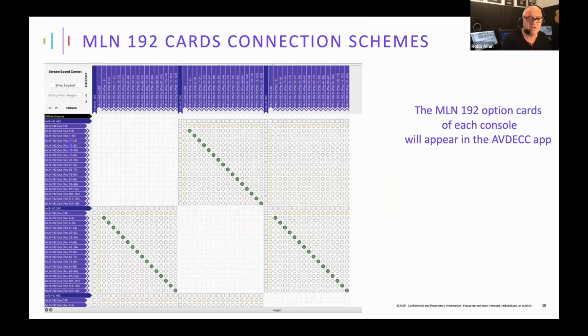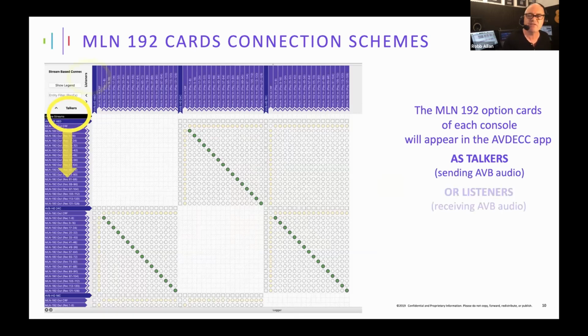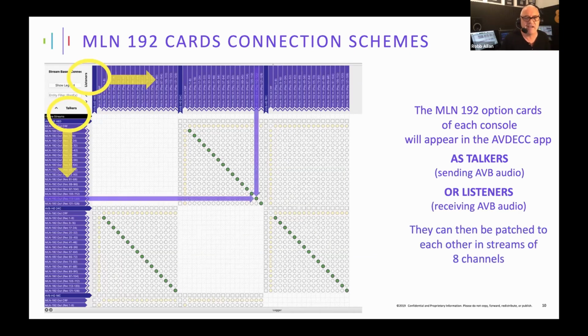Once they're connected and you open up your Hive AVDECC controller app, it looks a bit like this. On the left-hand side, you can see some talkers. And by talkers, we mean devices that are sending AVB into the network. And along the top row, we have listeners. And listeners are receiving AVB audio. And you can see it's a very typical matrix kind of patch bay. If I want to patch a talker to a listener, I just choose the button that connects those 2 devices right there. And in this case, I'm connecting a 48D to a 24C.